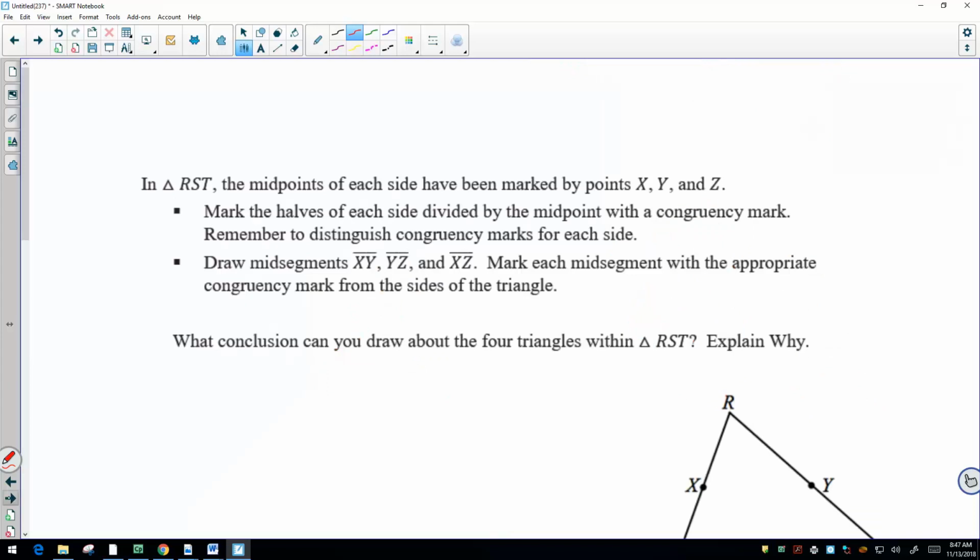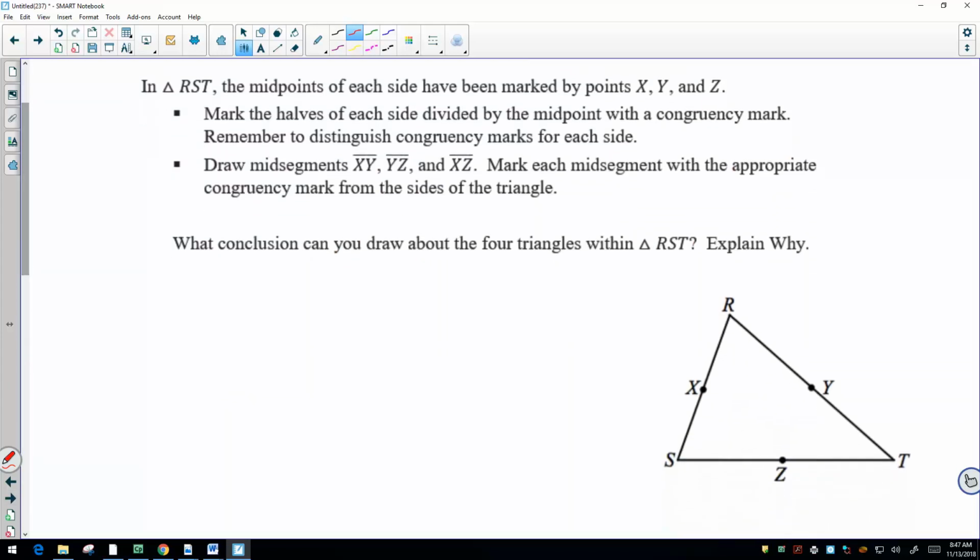Okay, and lastly, on the back, we're going to take a look at some properties here. So it's telling us we have the midpoints of all the sides. They've been marked X, Y, and Z. Those are the midpoints. And it says we're going to mark the halves of each side divided by the midpoint with congruency marks. So for instance, I know RX and SX are congruent. I know SZ is congruent to TZ because midpoints will cut my segments into 2 equal parts. And lastly, I know RY and TY are also equal.